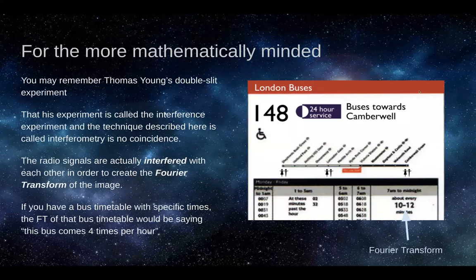So hopefully that makes some sense. I like to include this as well. If you're a little bit more mathematically minded, because we're talking about Fourier transforms, you may remember Thomas Young's double slit experiment, which we mentioned earlier. As I said, his experiment is called the interference experiment, and the technique described here is called interferometry. So this is not a coincidence. The radio signals are actually interfered with each other in order to make a Fourier transform of the image. So what we are actually measuring is the Fourier transform of the sky brightness distribution, which is a fancy way of saying we are taking lots and lots of 1D slices across the source.